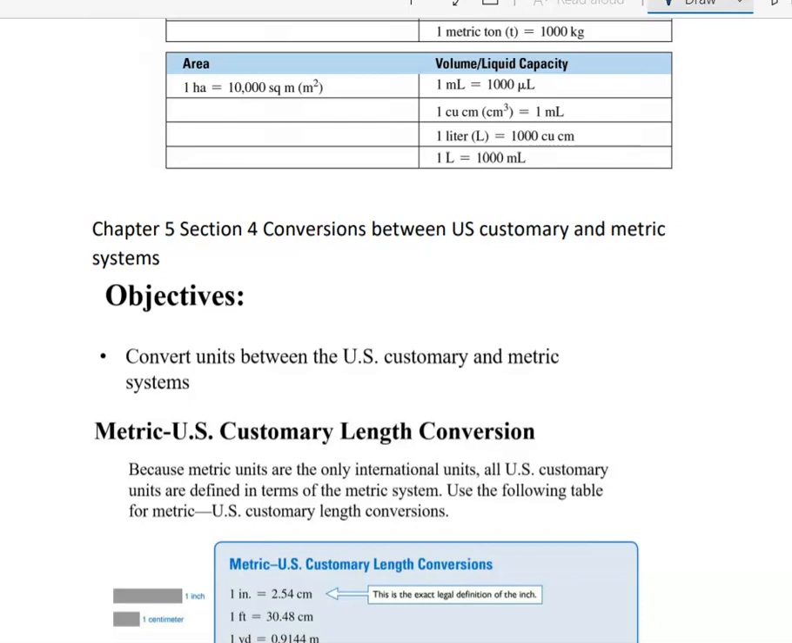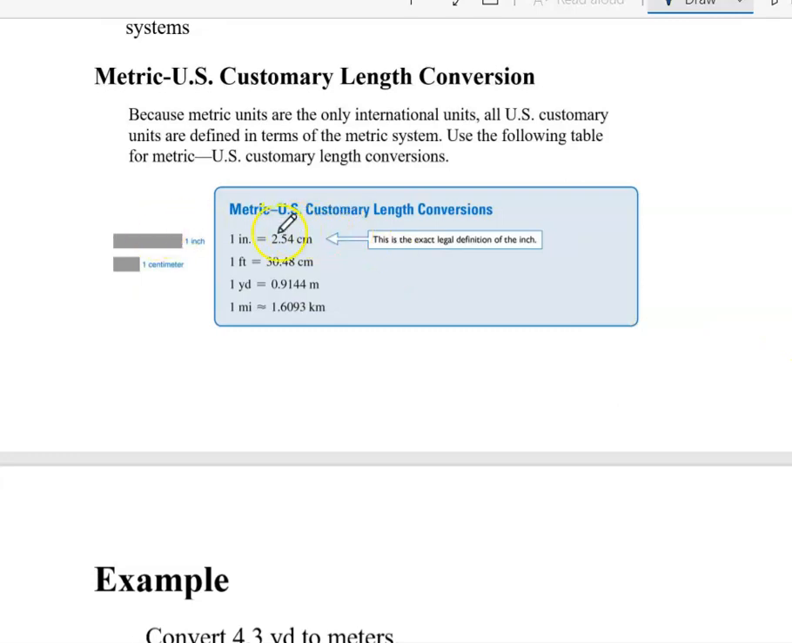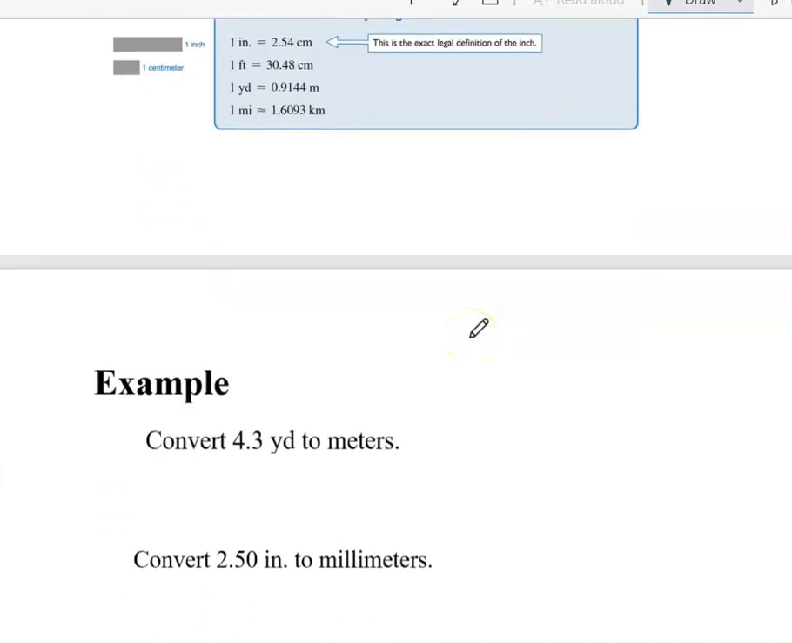We can use the following table for metric U.S. customary length conversions. So we've got our inches to centimeters, feet to centimeters, and so on and so forth. So the very first thing says to convert 4.3 yards to meters. So if we start out with 4.3 yards and we want to convert that to meters, we can use this up here that we know that 1 yard is equal to 0.9144 meters. Again, I'm putting the yards on the bottom so that they will cancel out and that my units will be in meters.